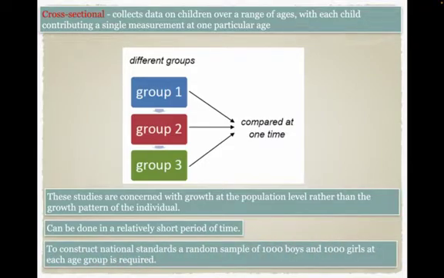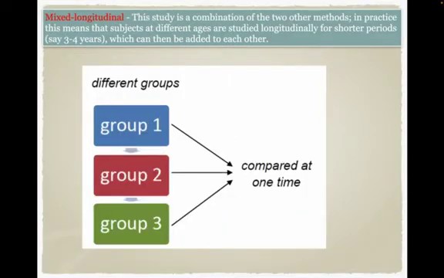Now, usually when you use a cross-sectional study, you do something at the population level, and in order to have national standards, usually they use this kind of study. But then, according to the UK guideline, to have a standard or national standards, it has to have a sample of 1,000 boys and 1,000 girls in each group. Then we have the mixed longitudinal study.